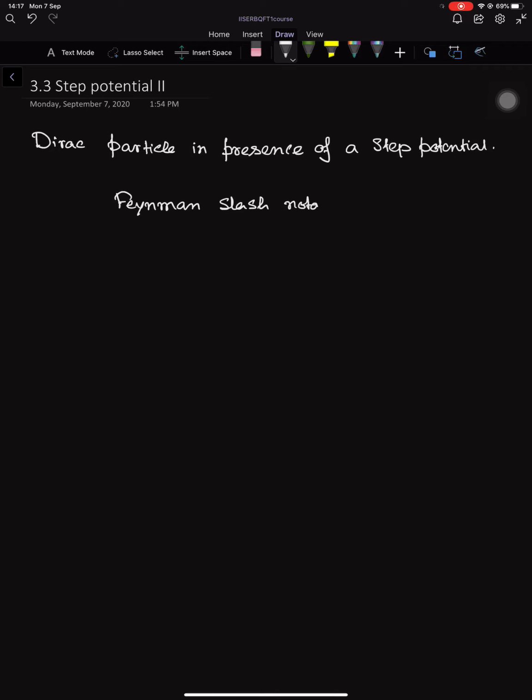Feynman slash notation. By that, if I have a quantity like this slashed, it usually means gamma mu times that quantity with index mu. Any quantity which is slashed means that it is contracted with respect to the gamma matrices. So for our case, we choose the following conventions.